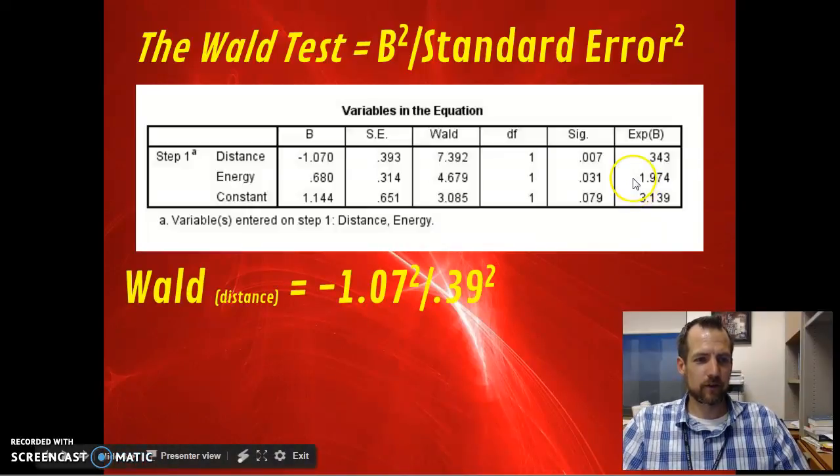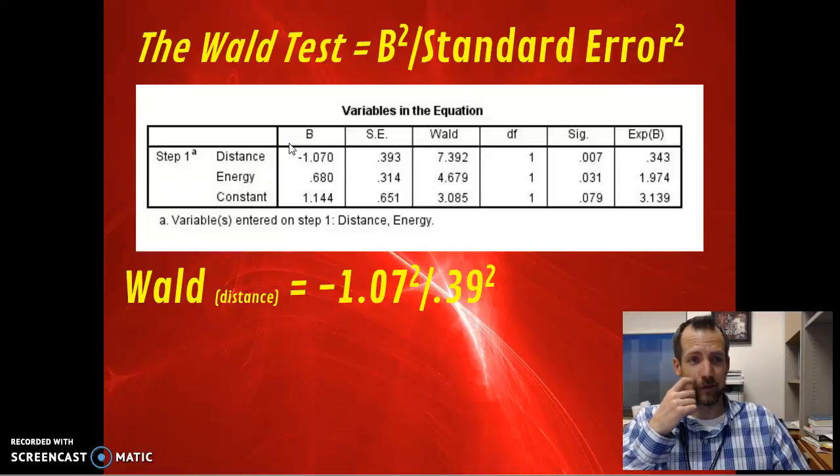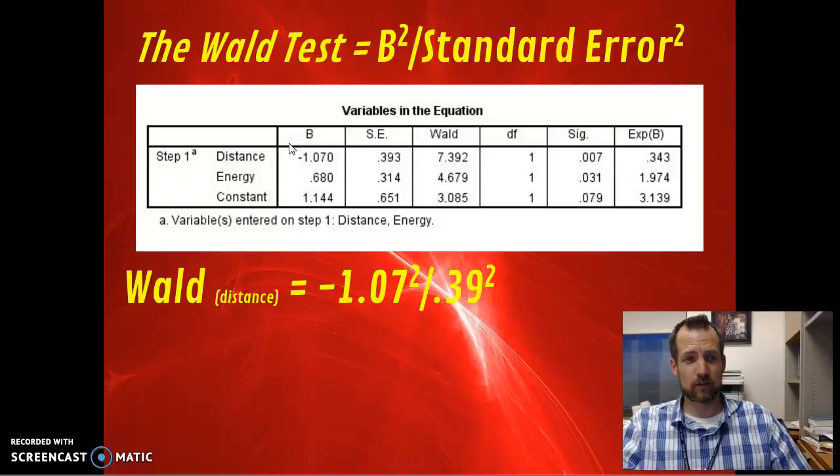For our distance variable, we have the b value, which is negative 1.07, which you should know indicates that the distance variable is negatively related to our dependent variable. So being closer to the blast actually increases, so having lower mileage increases the odds of becoming a metahuman, which makes sense. The closer, the more likely you're going to encounter the blast. And so that's why that beta is negative.